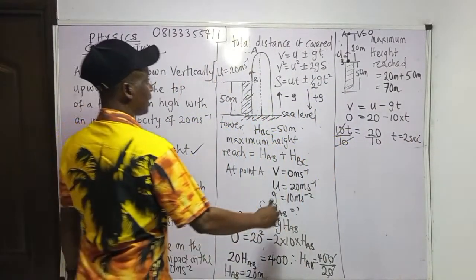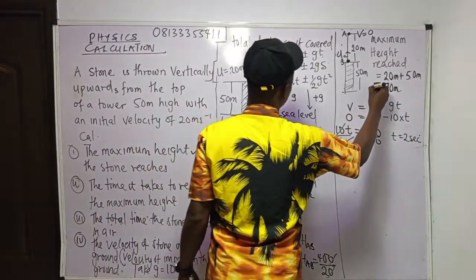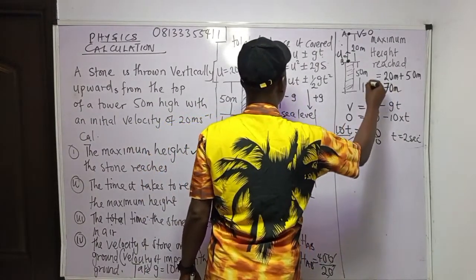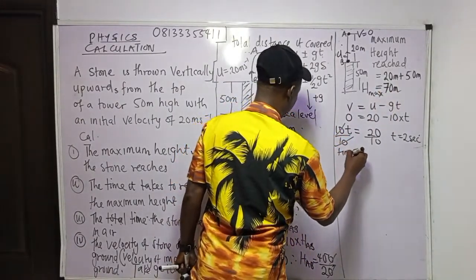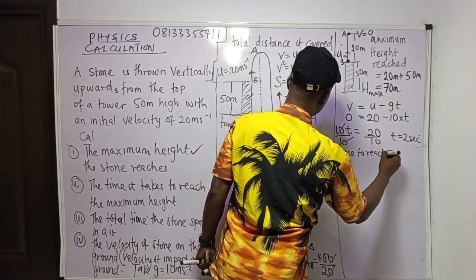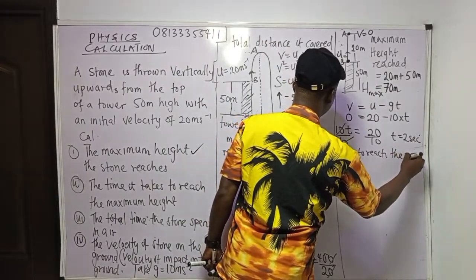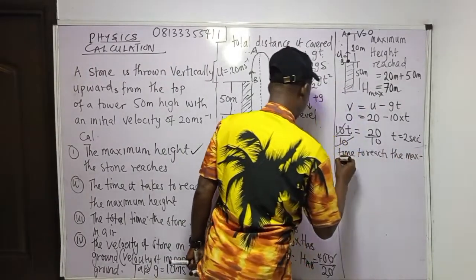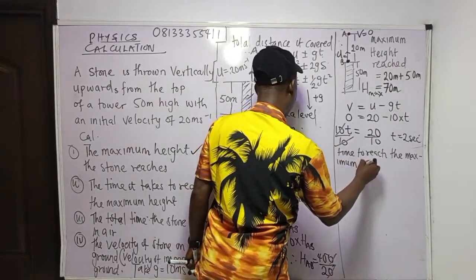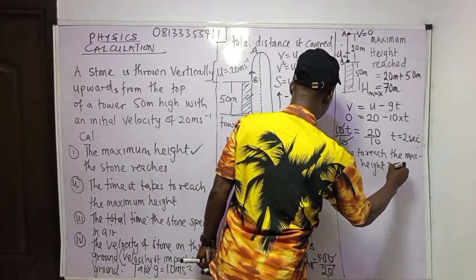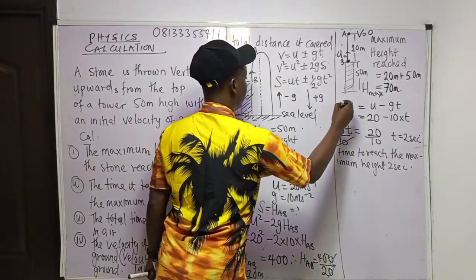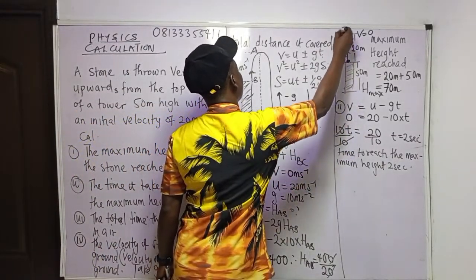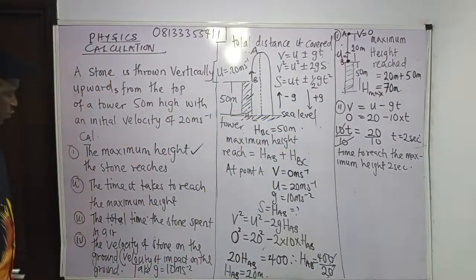That means the time to reach maximum height is 2 seconds. Then time to reach the maximum height is 2 seconds. Now the next one is number 2. We have solved number 1. Then number 3 says what?